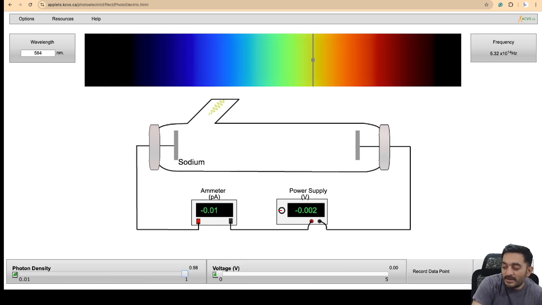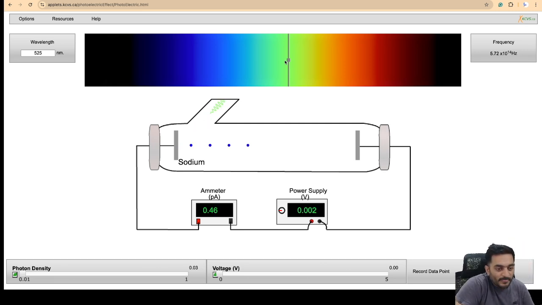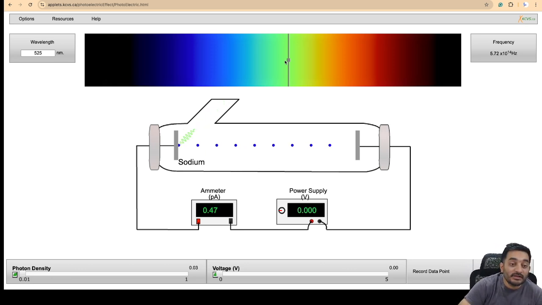Now let me first decrease the intensity to minimum, and then I'm going to keep on increasing the value of frequency. I'm going to the green part, slowly, steadily, you can see over here the value of frequency is increasing, and I will find a point where the minimum frequency has been provided to the metal and the electrons are coming out from the surface. So ultimately this frequency, what are you going to call? Threshold frequency. The threshold frequency is the minimum frequency which can emit the electron from the surface of a metal.